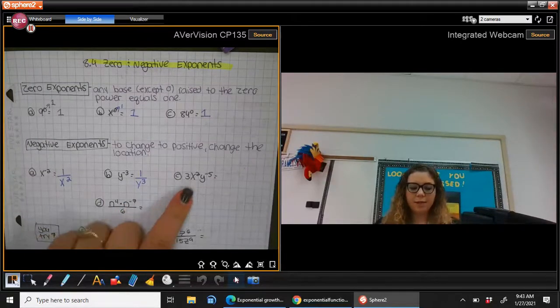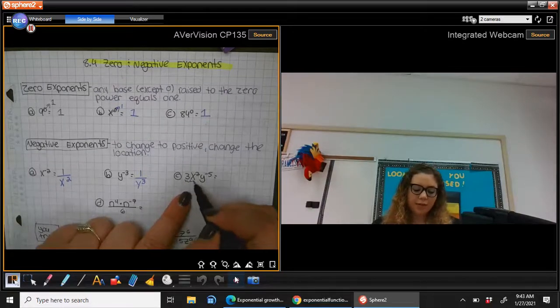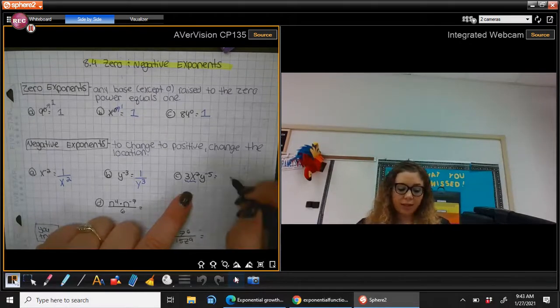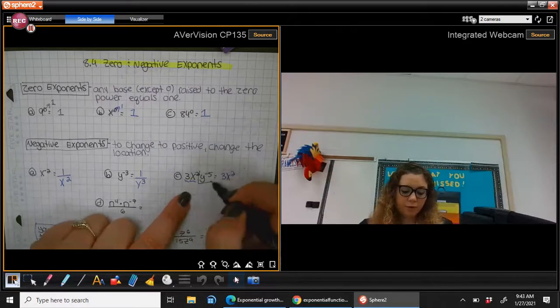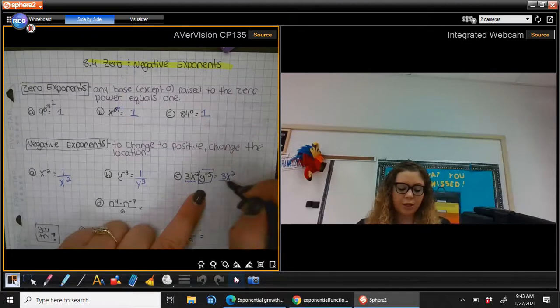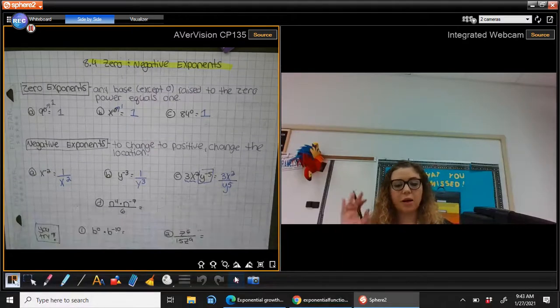This one, there's a lot going on. But if you look, 3x squared is not negative, so we don't have to change the location of that. We're going to leave it where it's at, above the house. However, this y to the negative 5, we don't like that, so we're going to change the location and put it on the bottom to make it positive. That's going to be my answer. So all you do is change the location.